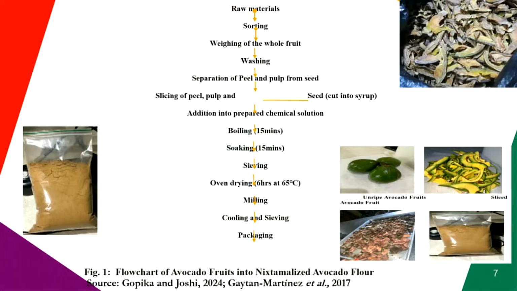So addition and preparation of the chemical solution, 1%, 1.5%, and 2% concentration of sodium hydroxide is used. We pour it into our 1% solution. We boil for 15 minutes, after which we soak for 15 minutes. We are doing this because avocado peel and seed are high in some toxins. So we are trying to see whether the concentration is going to reduce the odor. Then we sieve, dry. Then we have our avocado products.